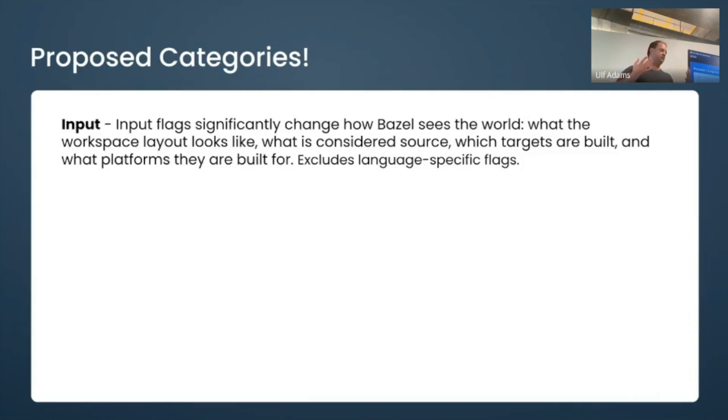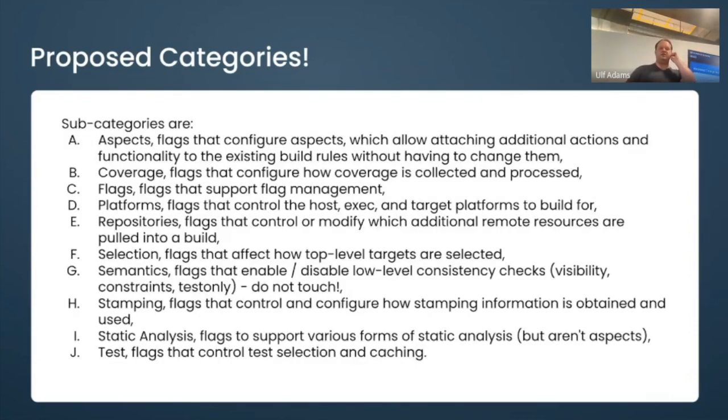If you look at the Bazel source code, there are these options classes, and there is actually a separate options class for every language that has the built-in rules in Bazel, right? And so it makes a lot of sense to group these flags together. Now, the subcategories are a little bit lengthy, and there are some interesting things in here.